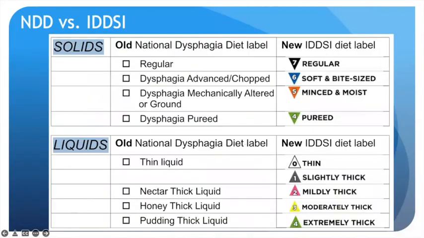Here's a comparison of the National Dysphagia Diet versus IDDSI. There is a conversion. Regular NDD is regular IDDSI. Dysphagia mechanically soft, advanced, or chopped is equivalent to soft and bite-sized. Dysphagia mechanically altered or ground is equivalent to minced and moist. Dysphagia pureed is the same as pureed. Thin liquid is thin. Slightly thick does not exist in the National Dysphagia Diet. Mildly thick is the same as nectar thick. Moderately thick is the same as honey thick. And extremely thick is the same as pudding thick.